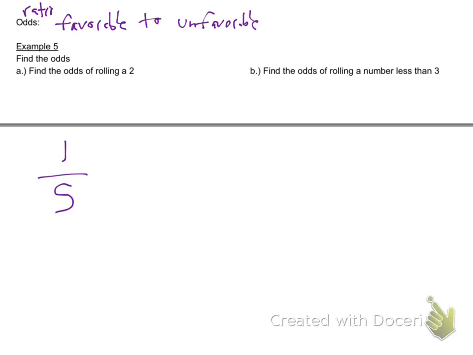What are the odds of rolling a number less than 3? Can you roll a 3 then, if it's less than 3? No. That's not what I want. So it's a 2 and a 1. So there's 2 favorable outcomes to 4 other ones, which is 1 to 2. 1 to 2 odds of rolling a number less than 3.